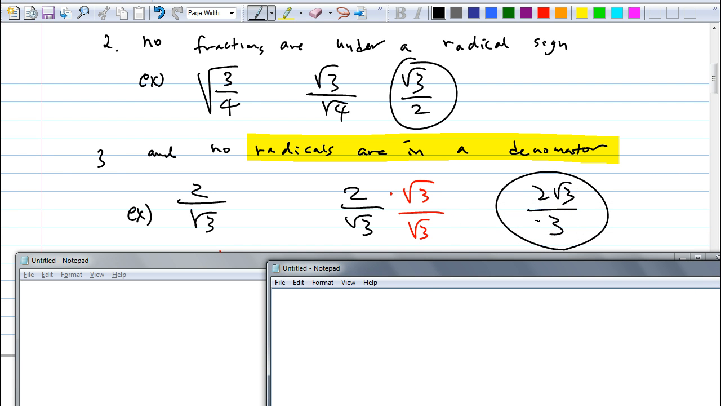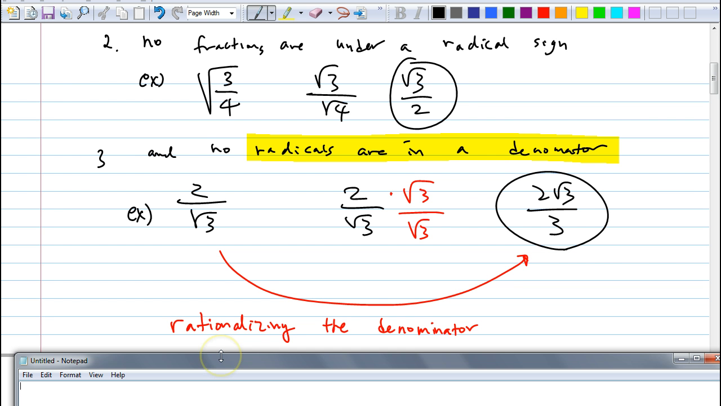Does that make sense? So this process is called rationalizing the denominator. Let me write that down. I already wrote it. Okay, there you go. So do you see why it's called rationalizing the denominator? Because our denominator was an irrational number. Now, by multiplying top and bottom by that denominator, right, it becomes a rational number. Does that make sense? Is that okay?